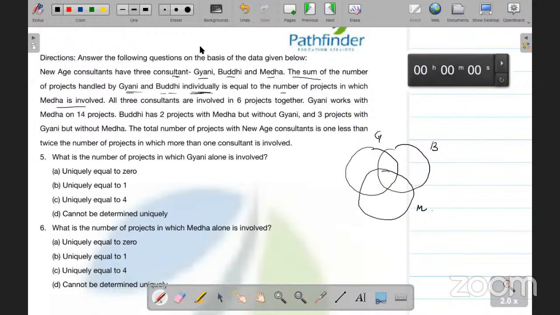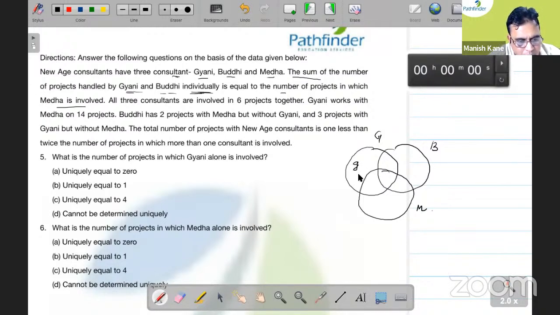So here, the sentence is telling you that if Jnani has handled G projects all alone, and Buddhi has handled B projects all alone, the total number of projects handled by Medha is G plus B. So this must be equal to G plus B, where G is the number of projects handled by Jnani alone, and B is the number handled by Buddhi alone. All three consultants are involved in 6 projects together, so this is 6.